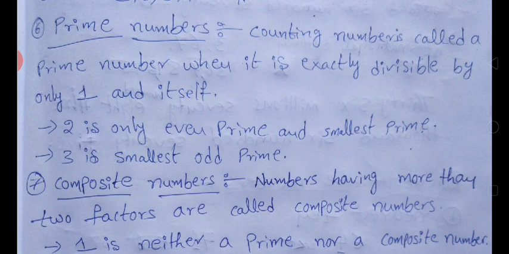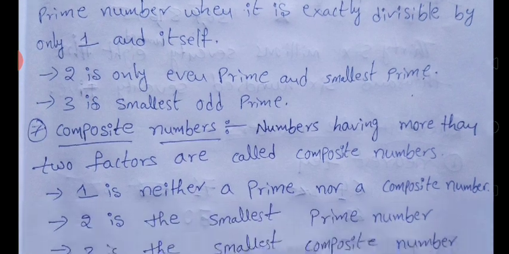So here, 2 is the only even prime number and the smallest prime number. 3 is the smallest odd prime number. Okay, 2 is the only even prime and the smallest prime number. Next, 3 is the smallest odd prime number.